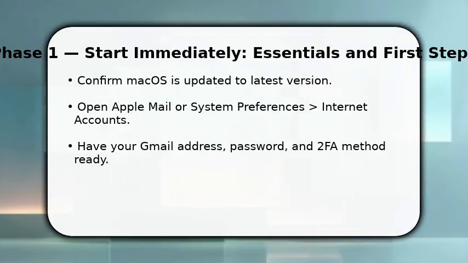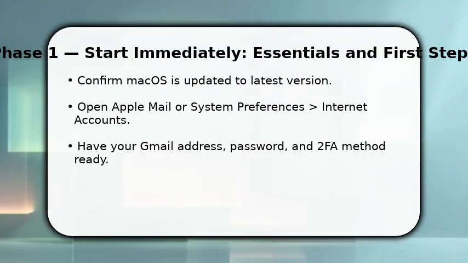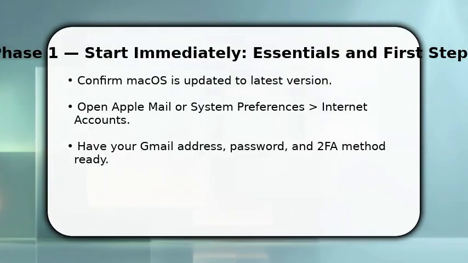You begin by preparing the essentials. Update macOS if needed and make sure your Gmail login and two-factor method are at hand. Open the Mail app or go to System Preferences and choose Internet Accounts. This is where you link services.